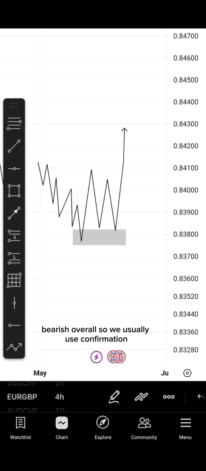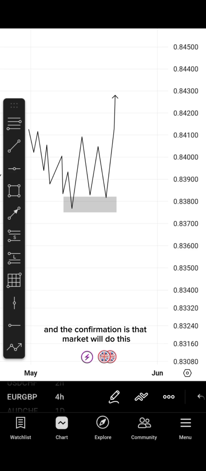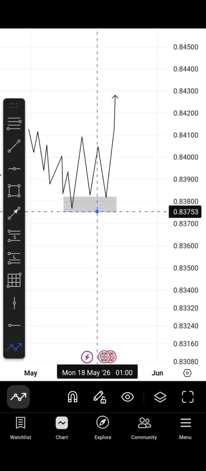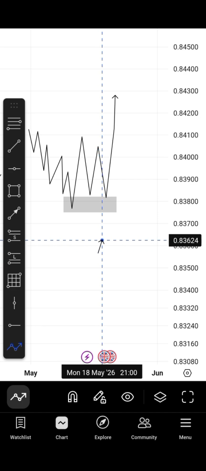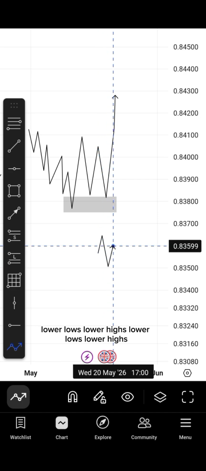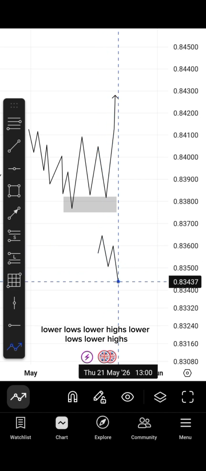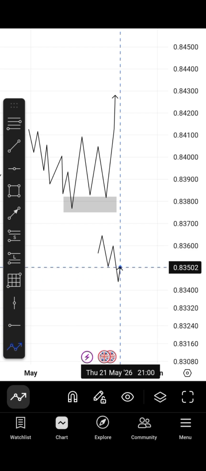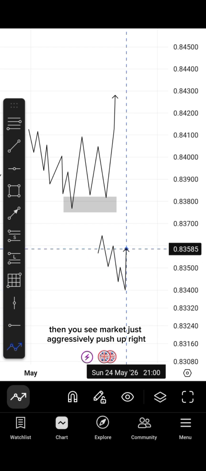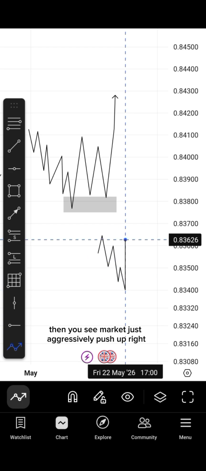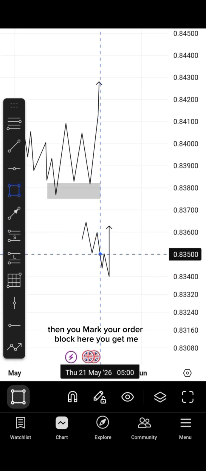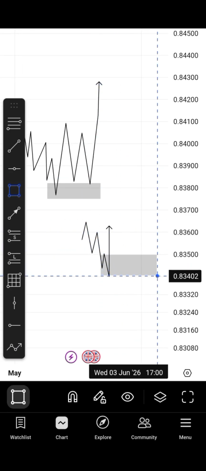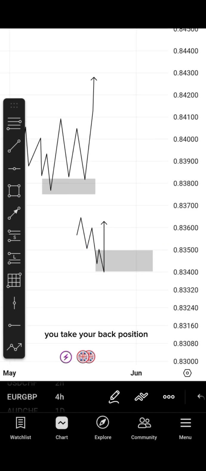So we usually use confirmation, and the confirmation is that market will do this when it is coming down. You can use the 15 minutes: lower highs, lower lows, lower highs, lower lows, lower highs, lower low. Then you see market just aggressively push up, right? Then you mark your order block here. You get me? You take your buy position.